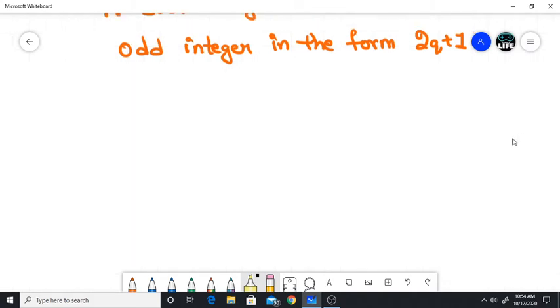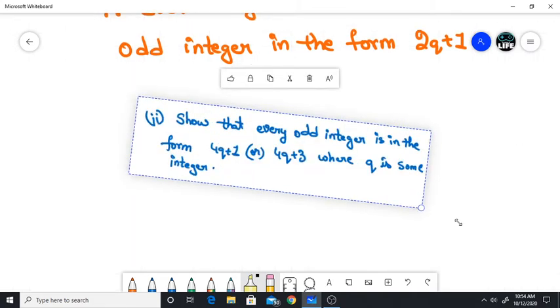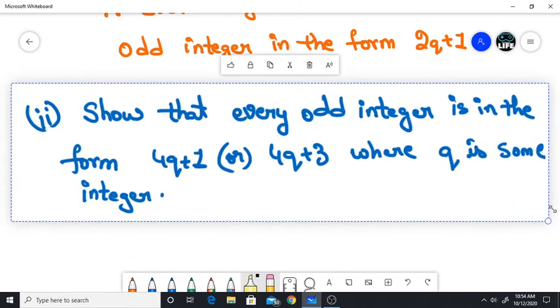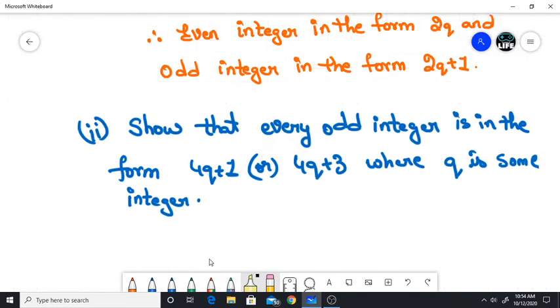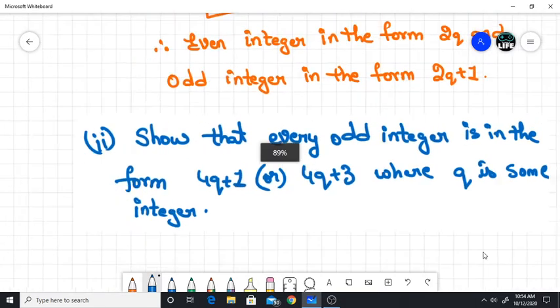Now let's see the second example. This is the second example. The second question is, show that every odd integer is in the form 4q plus 1 or 4q plus 3 where q is some integer. Okay, let's do this sum.